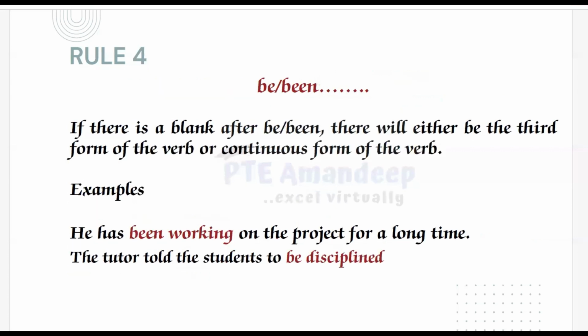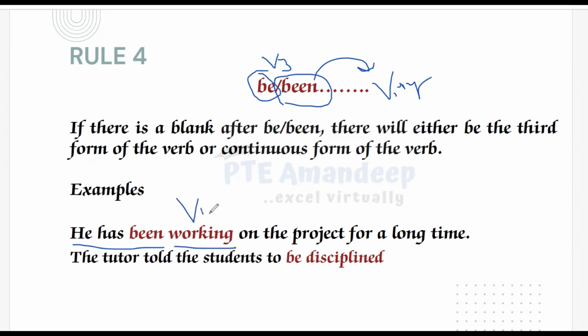Next, rule number 4 is be and been. If there is the word be before the blank, then what will come? Verb third form. And if been is given, after that there is a blank, what will come? A verb in the ing form. I've shared the examples. He has been, so been is given, so verb ing form. He has been working on the project for a long time.